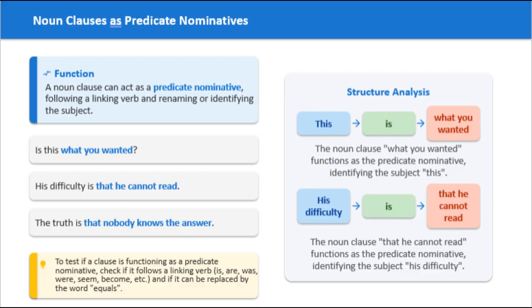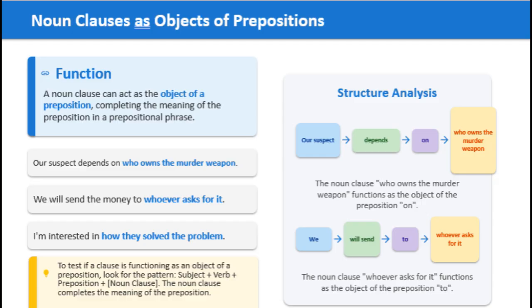Noun clauses may also function as objects of prepositions, completing the meaning of a prepositional phrase. Examples include, "Our suspect depends on who owns the murder weapon," and "I'm interested in how they solved the problem." To identify this function, look for the structure preposition plus noun clause. The examples on the slide highlight this pattern.